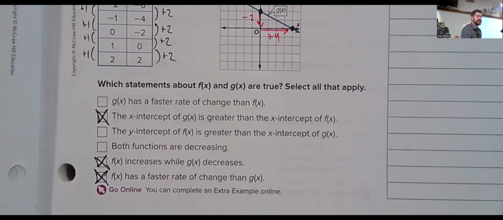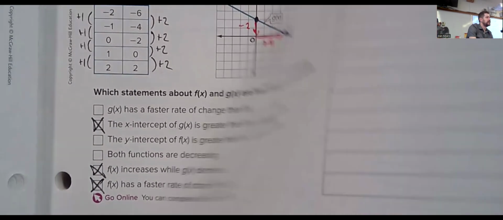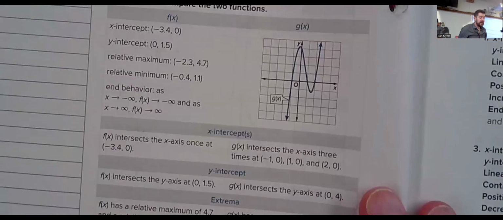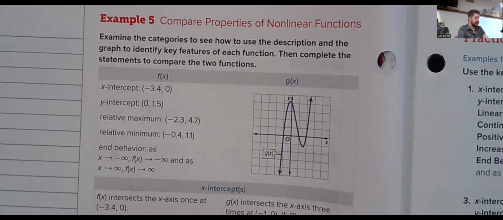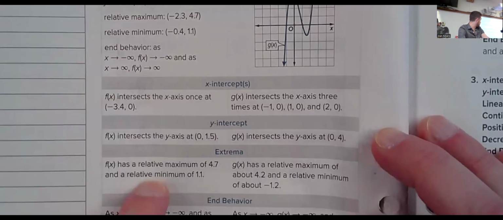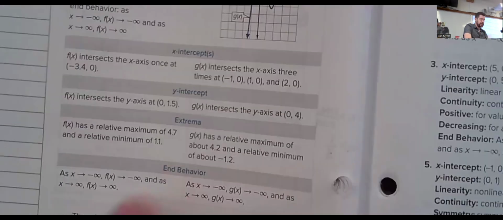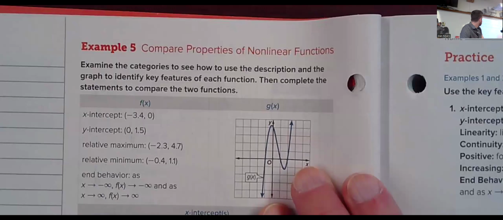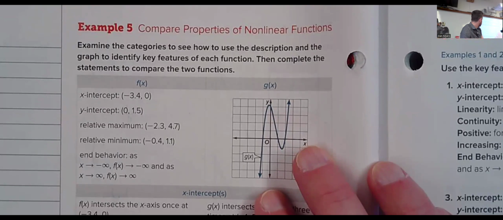So, comparing a couple of functions based on key features. Cool. Last page. Any questions here? All right. Last page. Again, we're going to be comparing. Everything over here in this column is f of x. Everything over here is g of x. And then at the bottom, we're just going to be filling in some words. So examine the categories to see how to use the description and the graph to identify key features of each function, then complete the statements to compare the two functions.